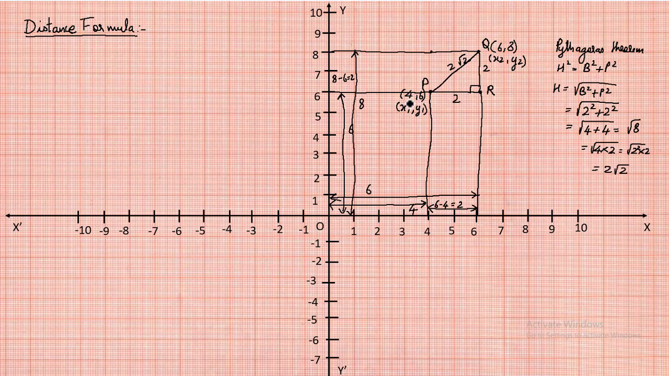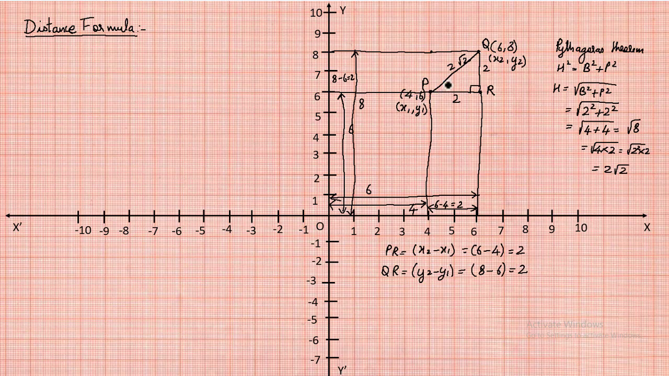So here if you observe, here we have the x2 value as 6 and x1 value here is 4. So x2 minus x1 gives you this value of PR, that is 2. So PR distance is given by x2 minus x1, where the x2 value is 6 minus x1 value was 4, that was equal to 2 units, right? Similarly, you can find out this value QR by y2 minus y1. QR is equal to y2 minus y1, that is equal to 8 minus 6. y2 is 8 minus y1 value is 6. So again that will be equal to 2 units.